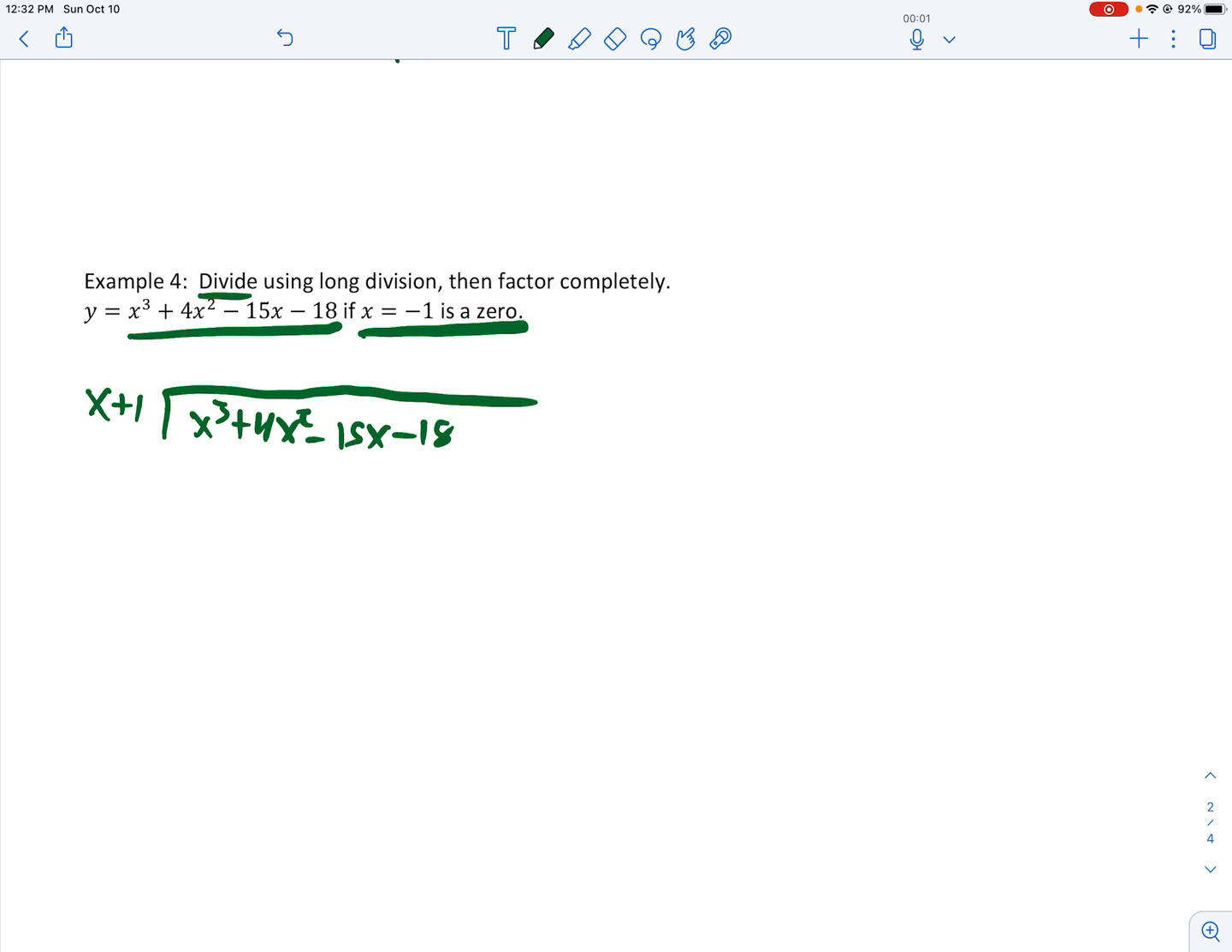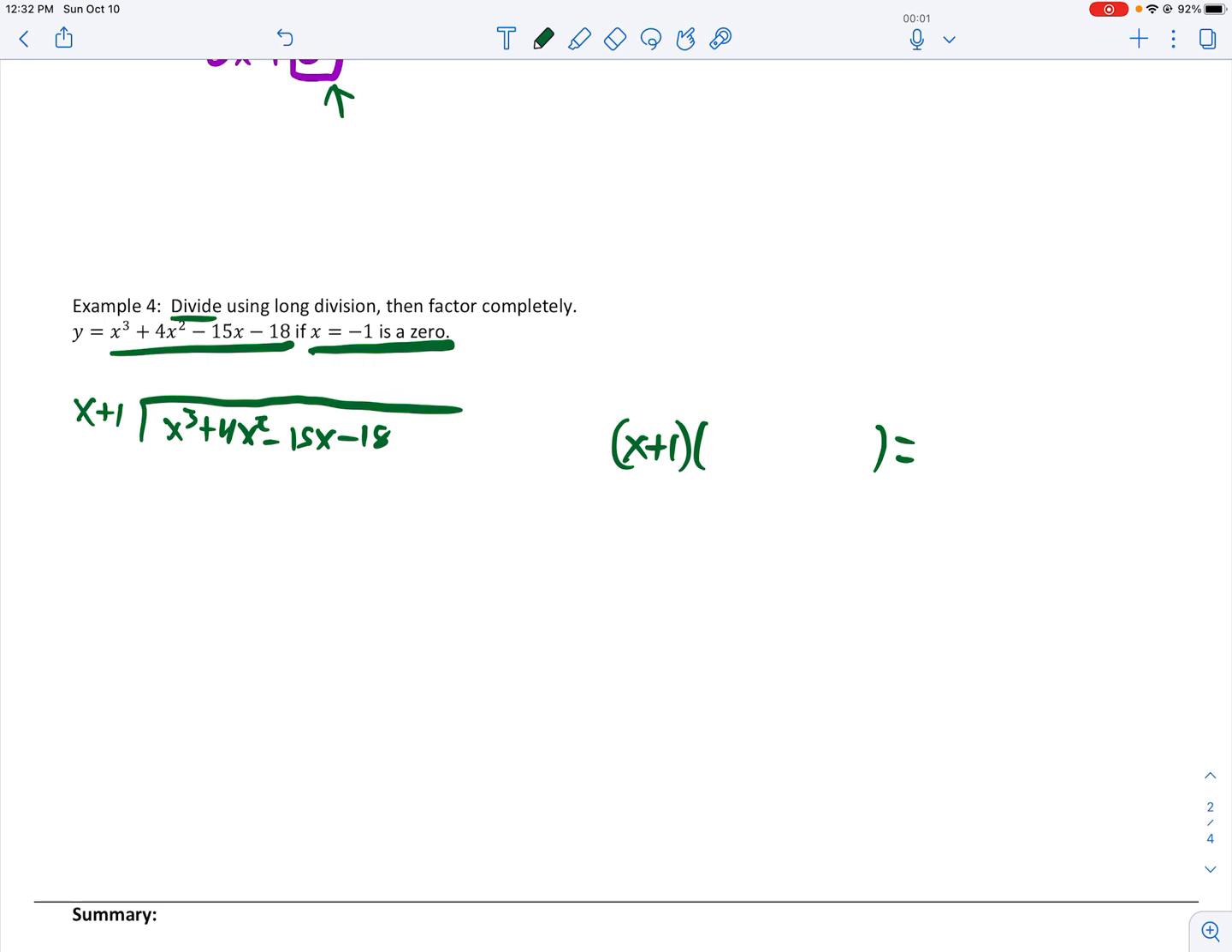So again, same idea. What we're trying to figure out is there's x plus 1 times some trinomial equals our big polynomial. I'm trying to find that missing trinomial by using division so that I can factor it and get this from standard form to factored form.